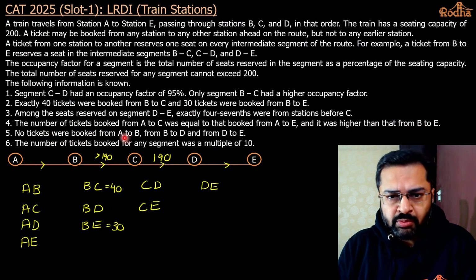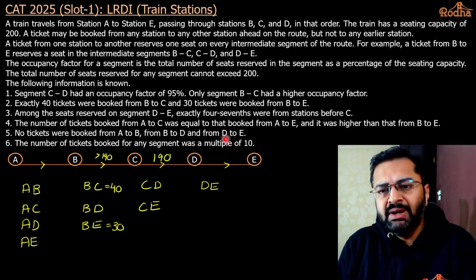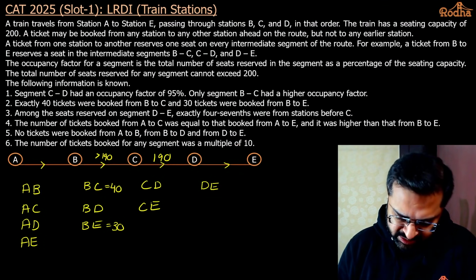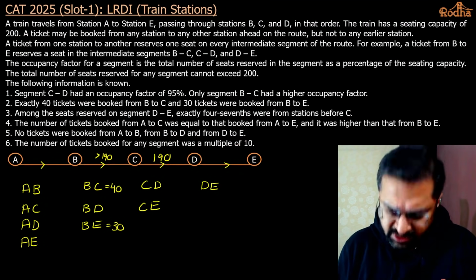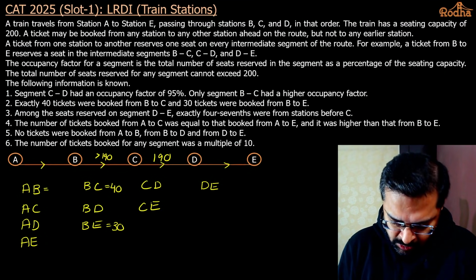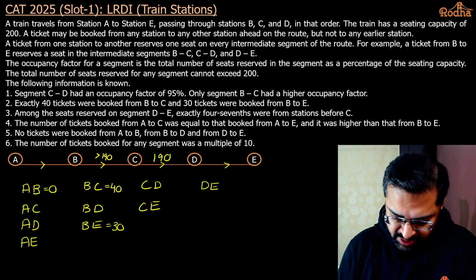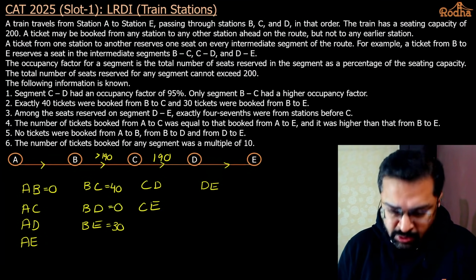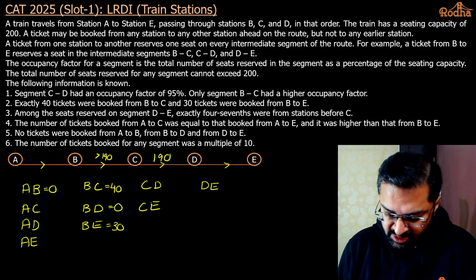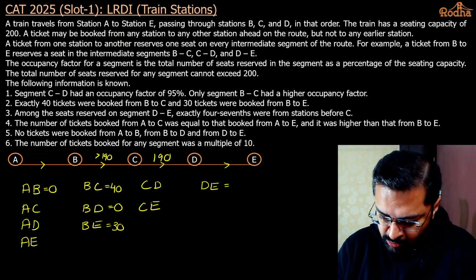No tickets were booked from this. So the segment is AB, BD, DE. So AB, BD, DE were 0. So I'll just write this first. We should always plug in the easier data first. So AB, this is 0, and then BD, that would be equal to 0, and then it says DE, that is also equal to 0.